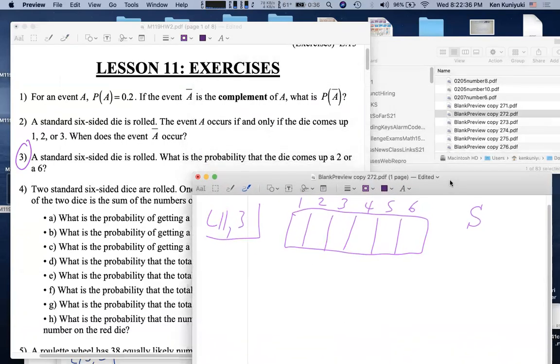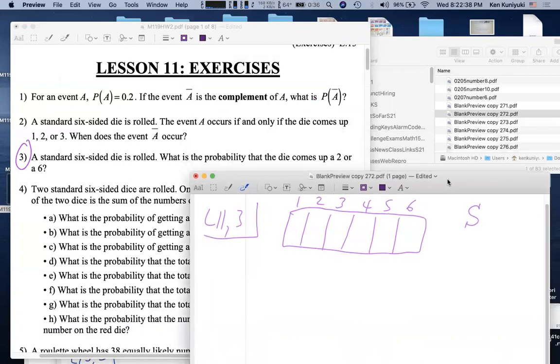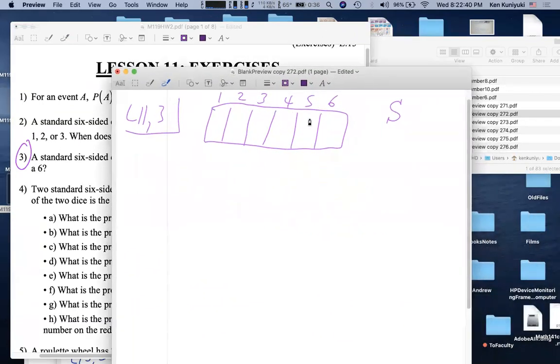All right, standard 6-sided die is rolled. What is the probability that die comes up a 2 or a 6? All right, probability the die comes up a 2 or a 6. Now, we're very fortunate because we're assuming that these are equally likely outcomes, ELOs, equally likely outcomes.